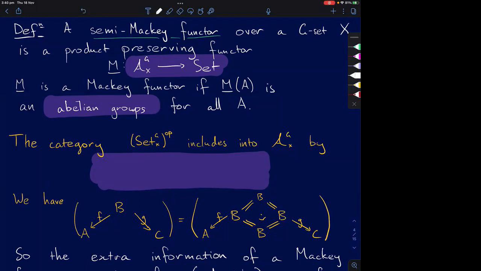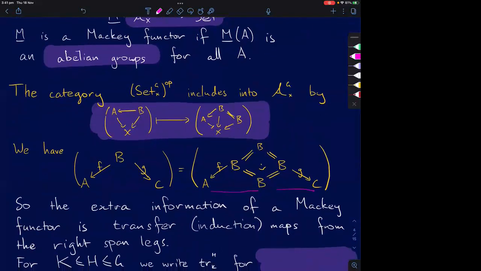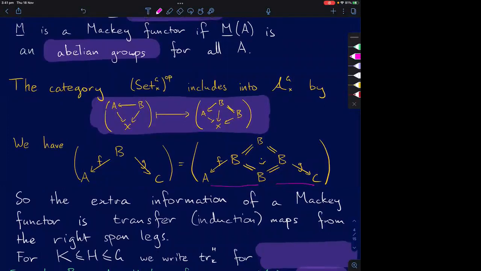All right. So the category that was the source for our coefficient systems includes into this linear category, and it includes like this. If we had a map in set GX op, it looked like this. And we include it by putting that map onto the first leg of the span and putting the identity on the other side. And if you have a span with two legs F and G, it is a composition of this span and this span. So in particular, the extra information of a Mackey functor as opposed to a coefficient system is these transfer maps that come from the right leg of the span.